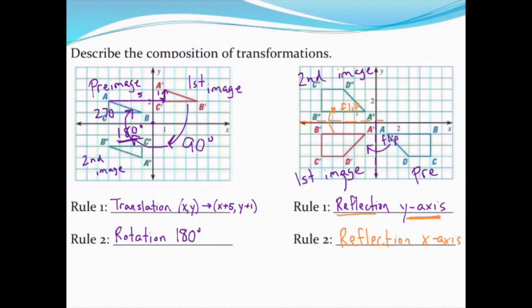Once again, then, to go from the first to the second image, it was another flip. I couldn't slide it. I couldn't spin it. I had to flip it. So rule 2 was also a reflection. And once again, I want to say what the line of reflection is, and this time it was the x-axis.